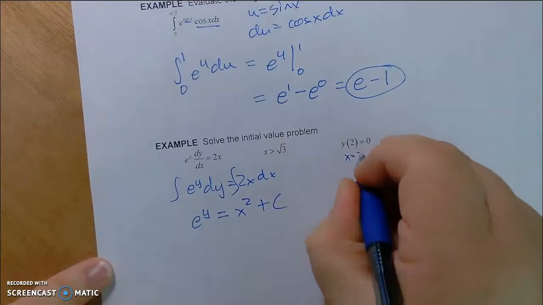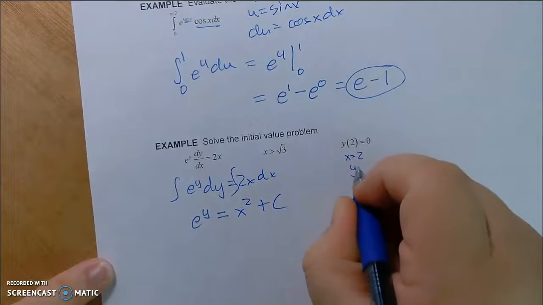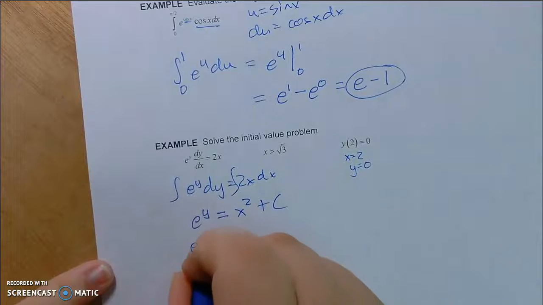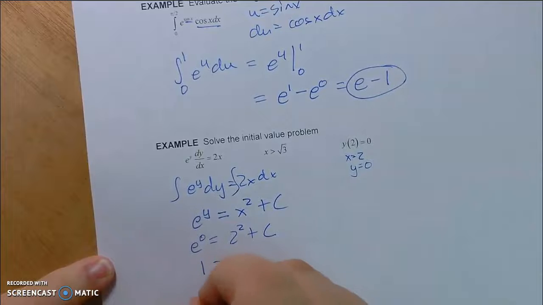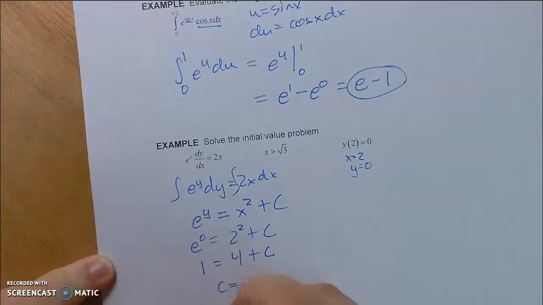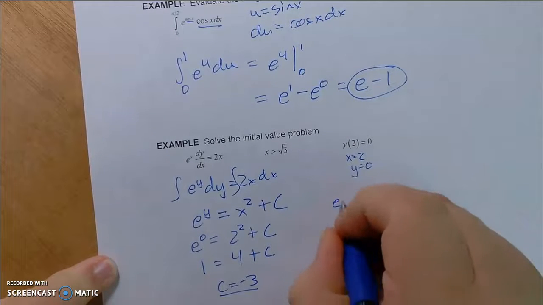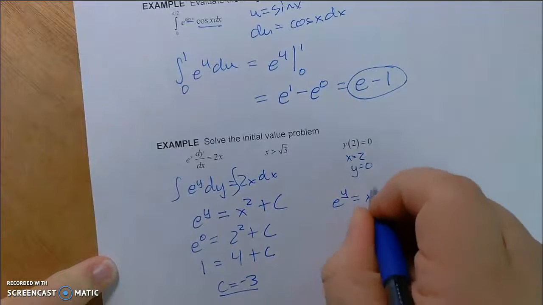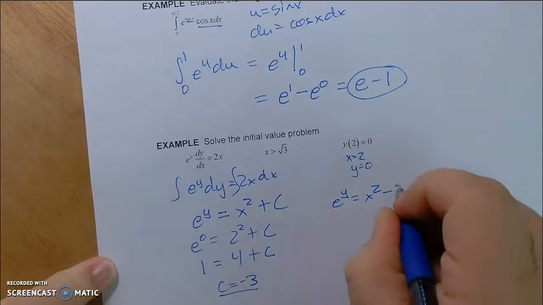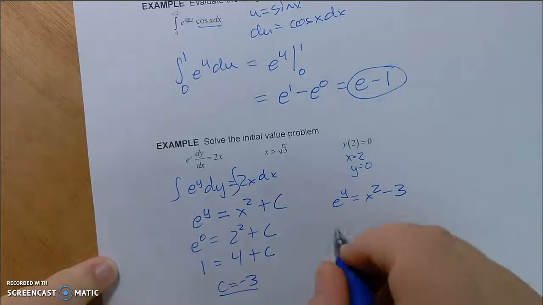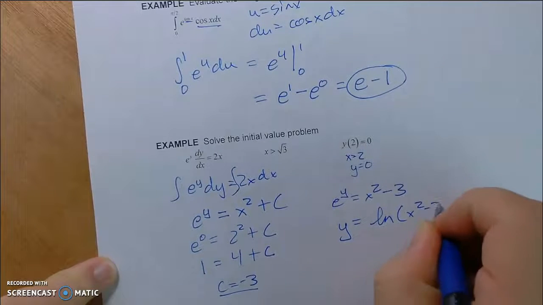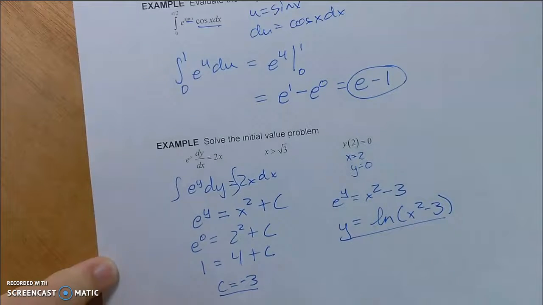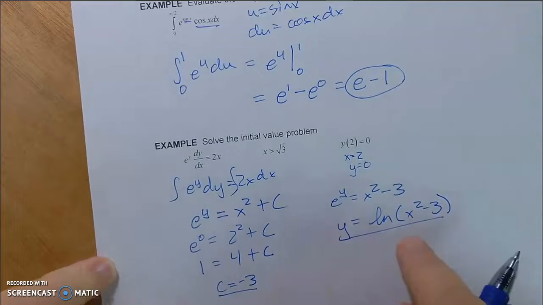Remember, this means that when x is 2, y is 0. So we have e to the 0 equals 2 squared plus c. 1 equals 4 plus c. So c is negative 3. But that's not our answer. We need y equals. So starting back again, we have e to the y equals x squared, and c is negative 3, so that's minus 3. Solving for y, we take the natural log of both sides. We get y equals the natural log of x squared minus 3, which is what we're done with.